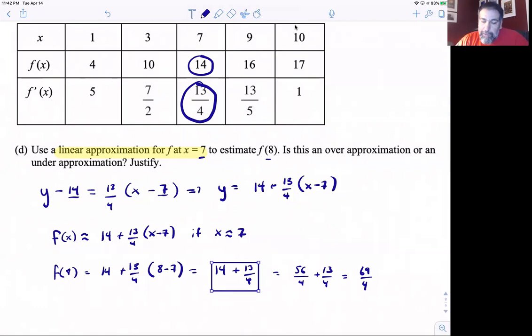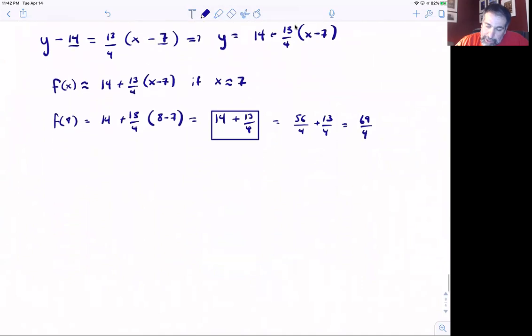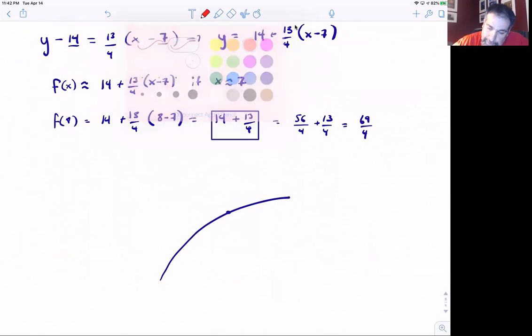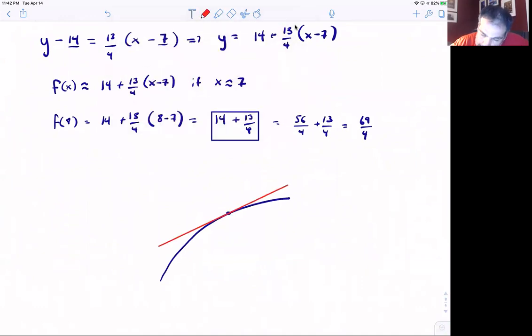So now the only other question is, is this an over approximation or an under approximation? Well, this goes back to thinking about increasing, decreasing, concave up, concave down. We were told that our shape was increasing, concave down for the function. If I draw that shape, increasing concave down, and I draw a tangent line anywhere on that, that tangent line is going to be above my shape in every situation.